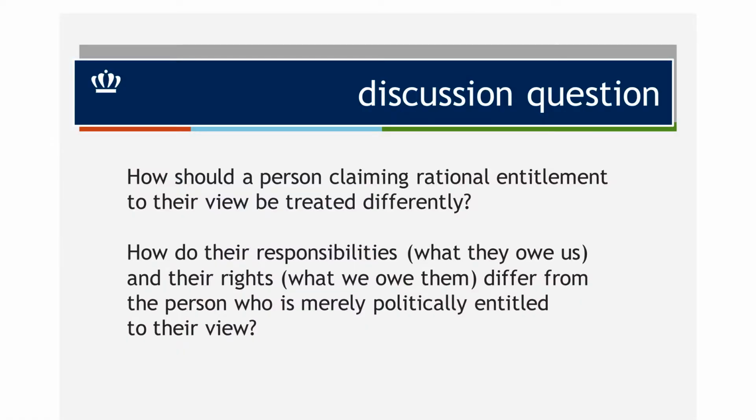If a person's claiming rational entitlement, how do those things differ? What are the things that change when you move from claiming a mere political entitlement to rational entitlement? What differences are there in the responsibilities of such a person? What more do they owe us? And what differences are there in their rights, the kinds of things that we owe them if they're rationally entitled?